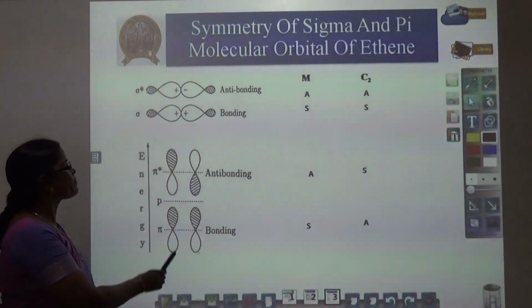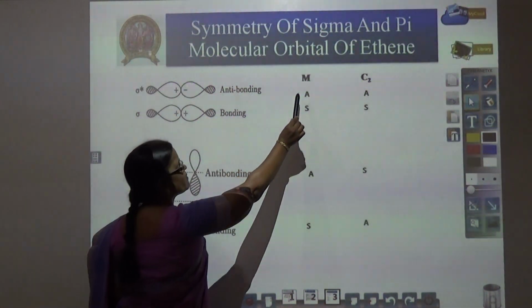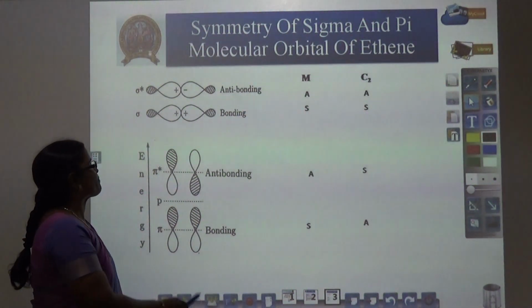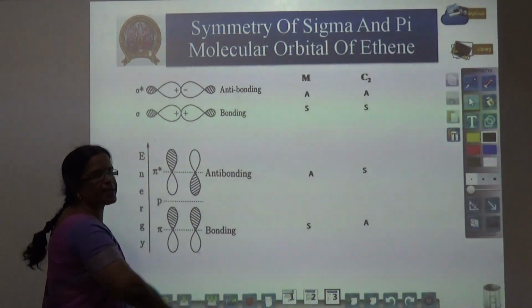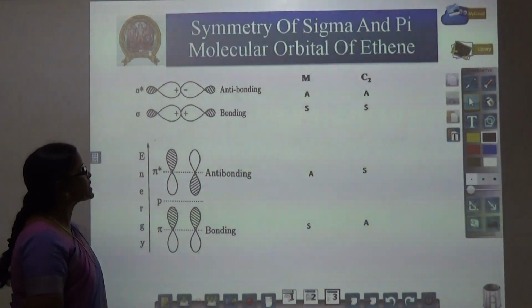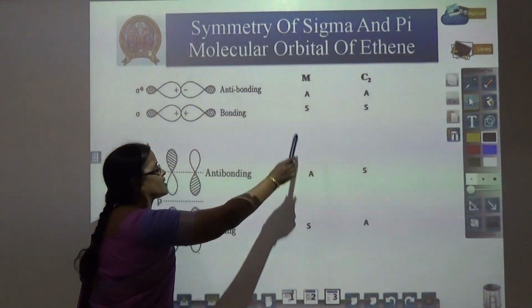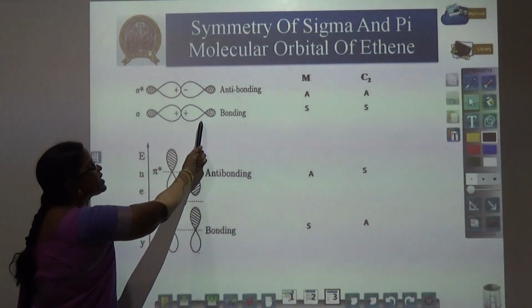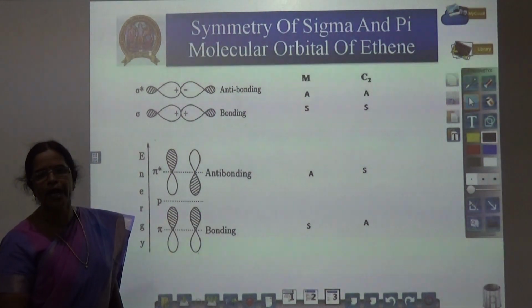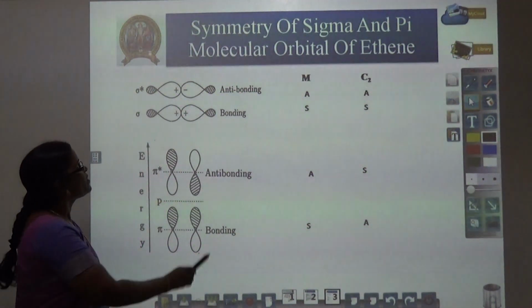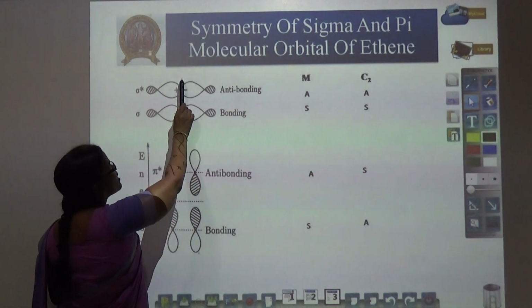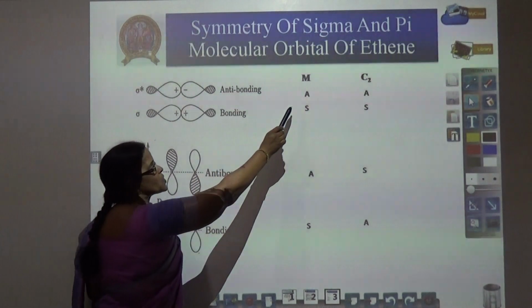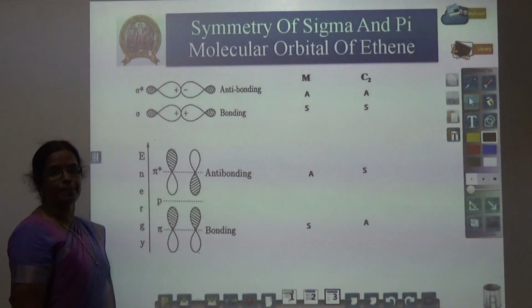The symmetry of the molecular orbital may be assigned with respect to the mirror plane symmetry or the C2 axis of symmetry. This bonding molecular orbital, according to mirror plane symmetry, is symmetric. That means an imaginary plane can divide these two orbitals into two identical halves. Whereas this cannot be converted to identical halves by using mirror plane symmetry, so it is designated as an asymmetric orbital.